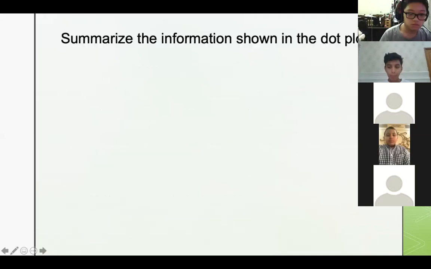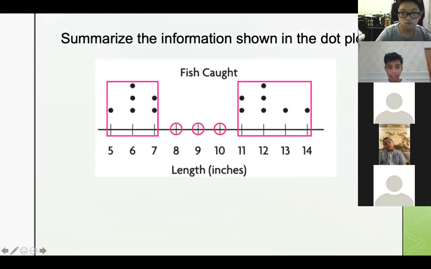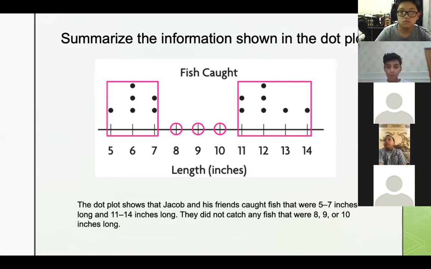Now we need to draw the conclusion. Summarize the information shown in the dot plot. Okay, let's try to summarize it. What can we say? The dot plot shows that Jacob and his friends caught fish that were 5 to 7 inches long and 11 to 14 inches long. They did not catch any fish that were 8, 9, or 10 inches long, right?